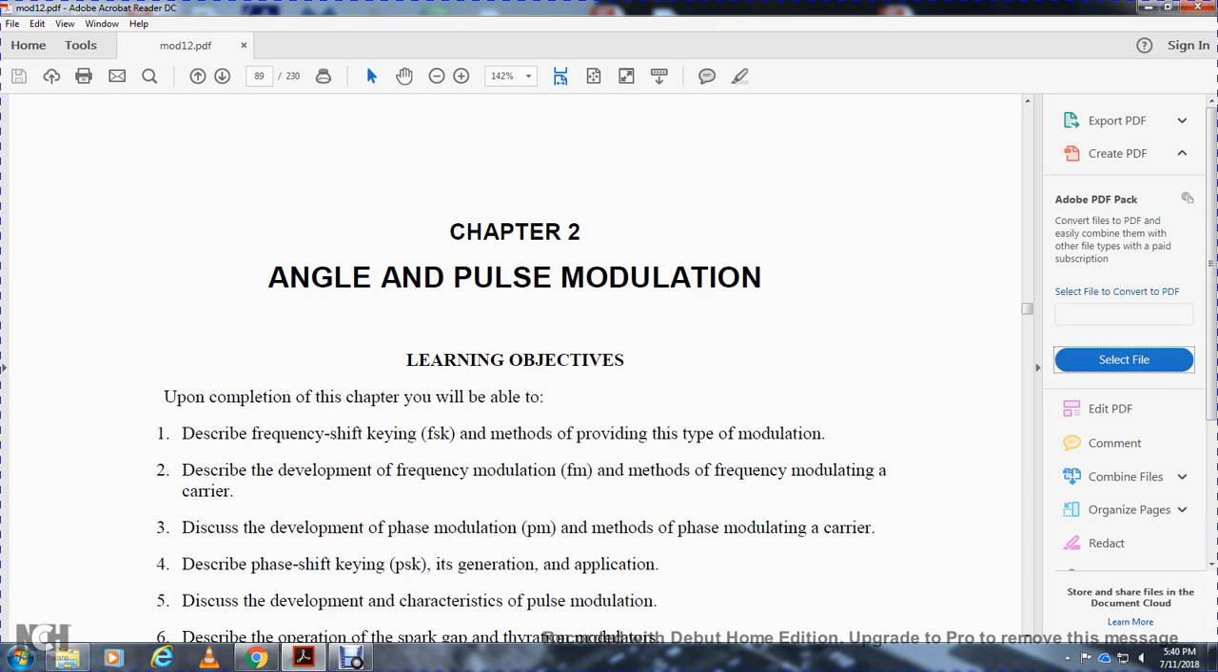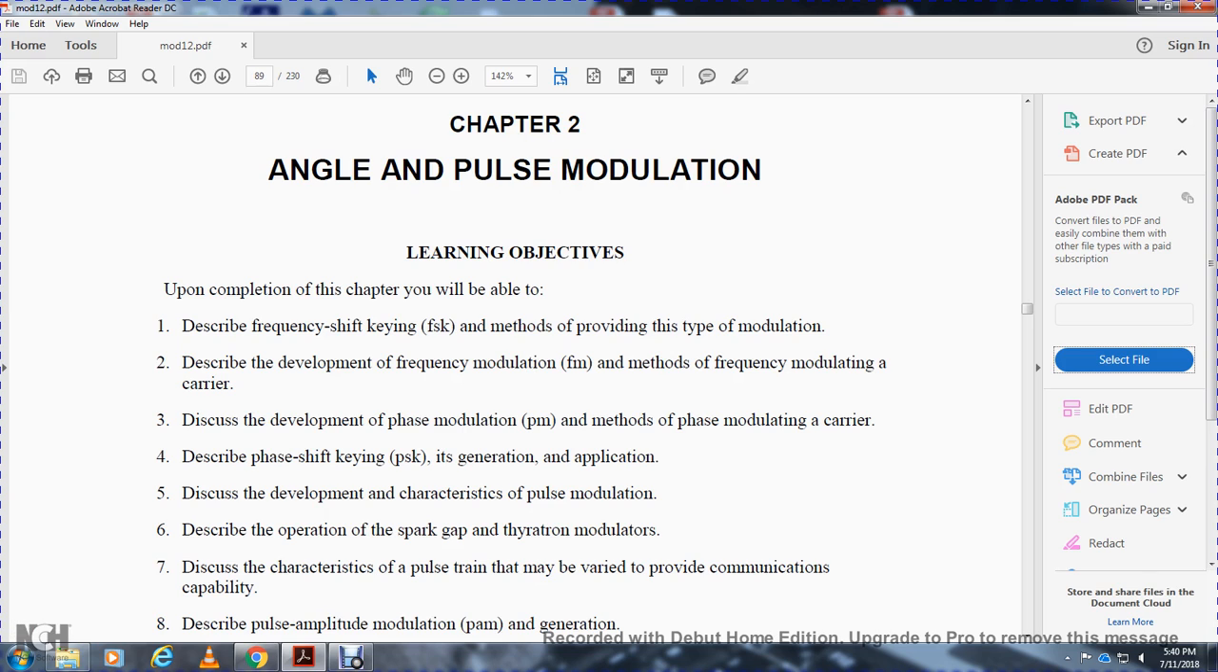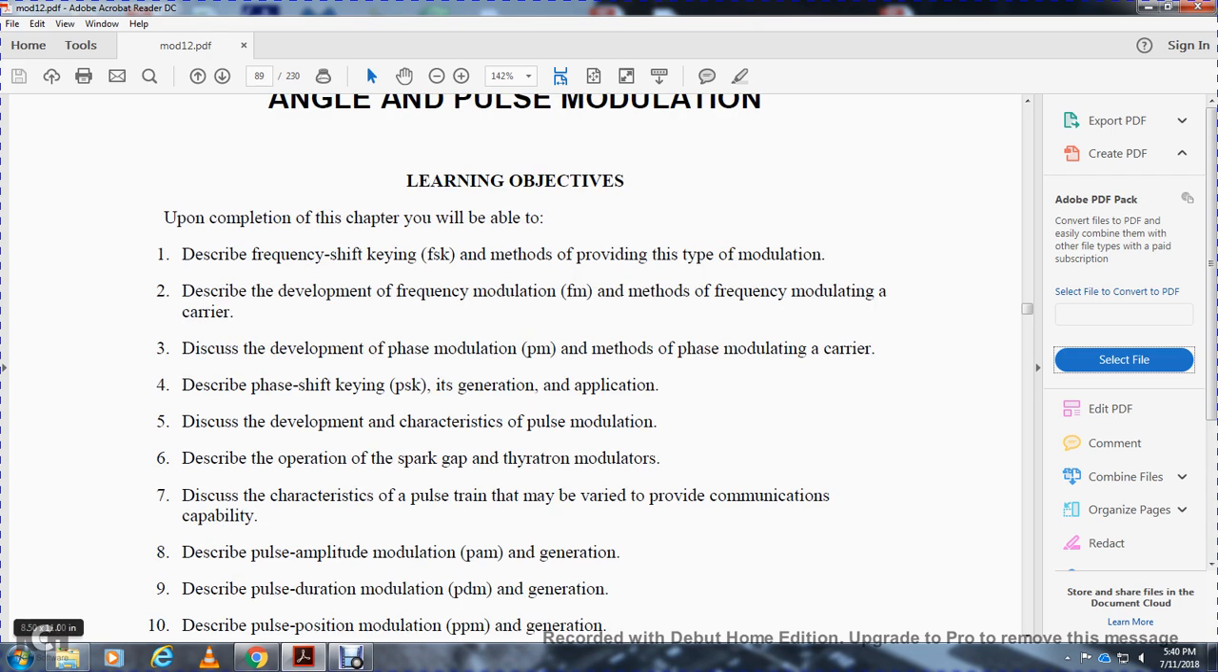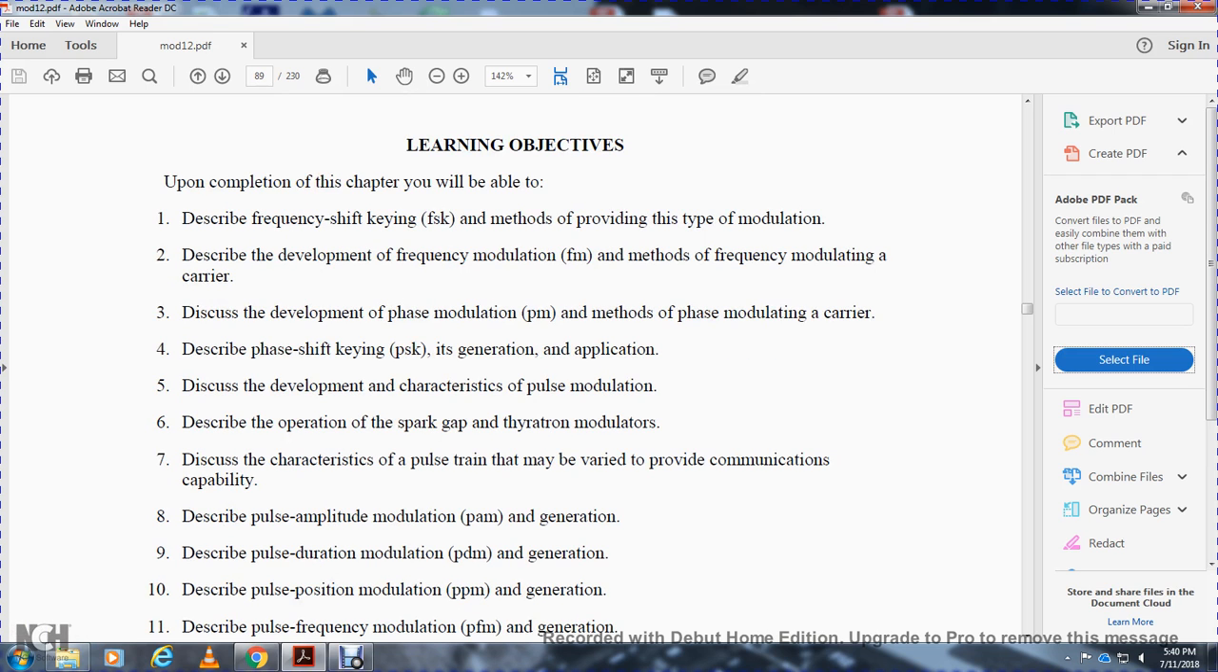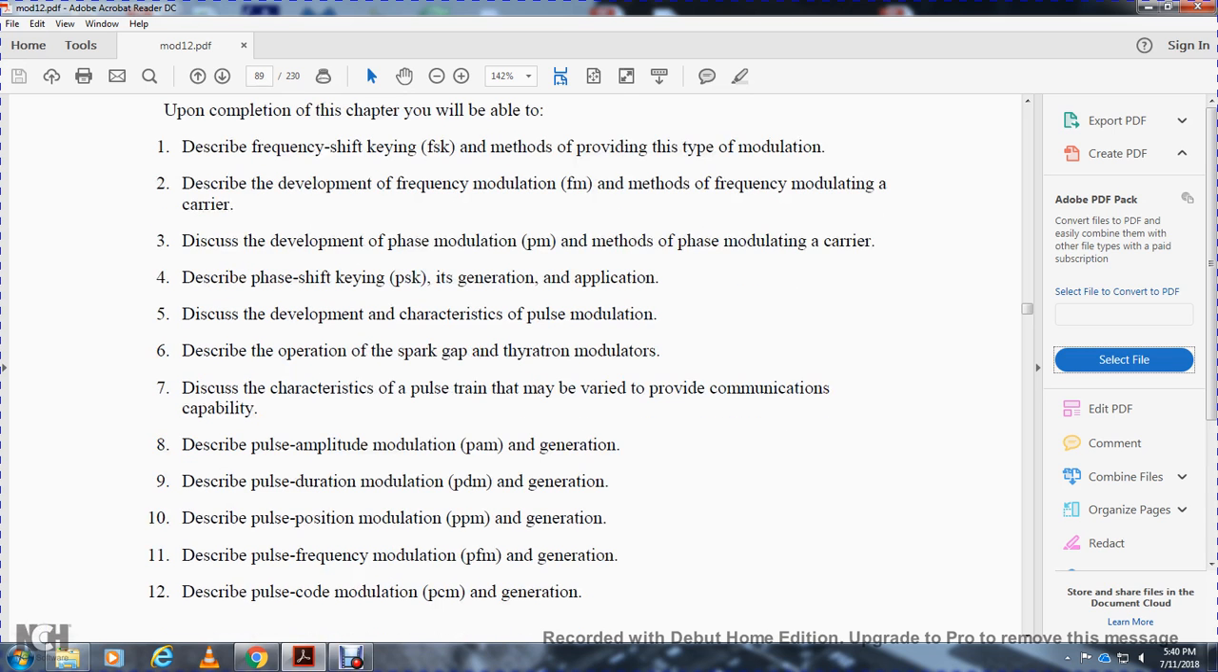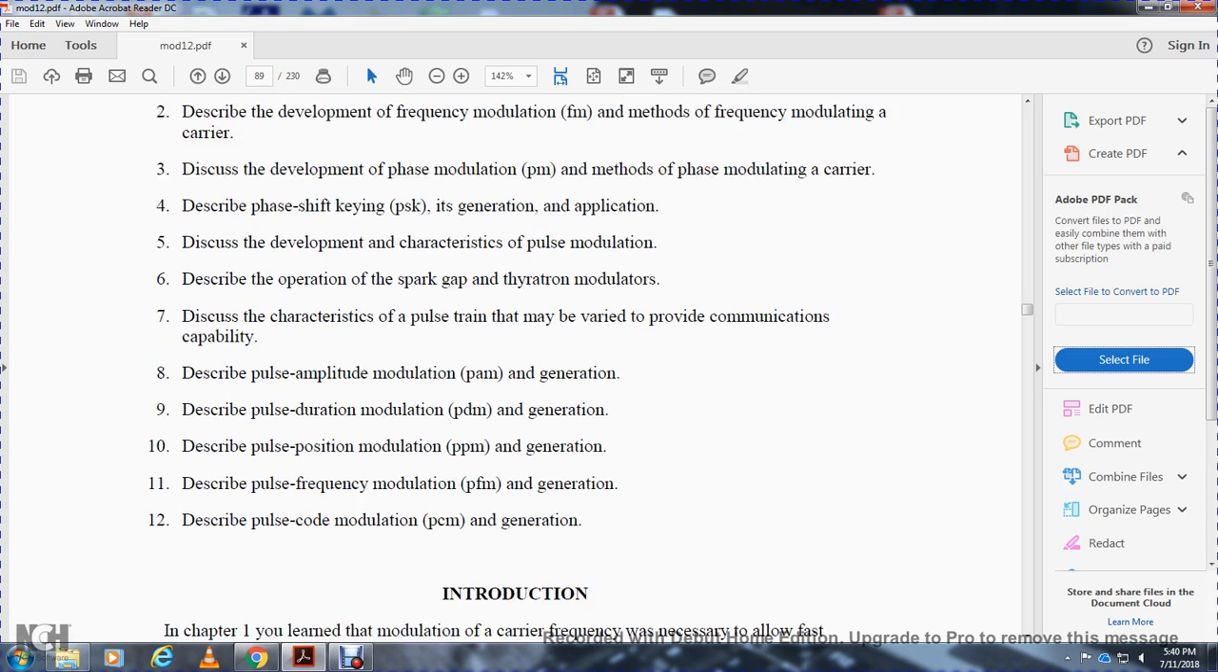Describe the development and character of pulse modulation. Describe the operation of the modulator. Describe the character of the pulse stream that may be varied to provide communication capability. Describe pulse amplitude modulation and generation, pulse duration modulation and generation, pulse position modulation and generation, pulse frequency modulation generation, and pulse code modulation and generation.